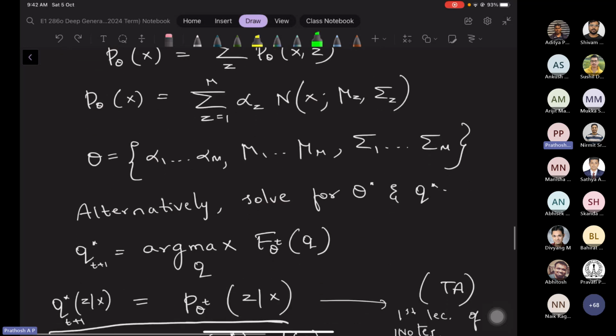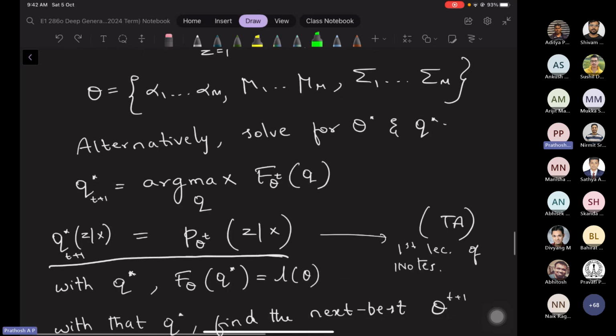No, this second equation, p theta of x is given by a linear combination of multiple Gaussian distributions having different means and variances. Now, the set of parameters are the mixing coefficients, which are alpha 1 through alpha m. There are m number of mixtures, m number of means, and m number of variances.